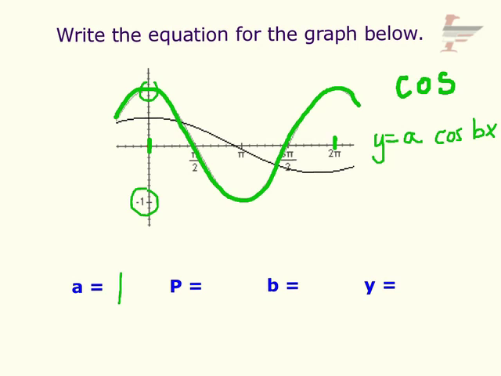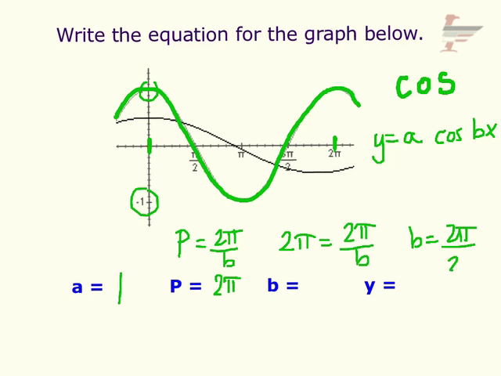My period, I can also see, is pretty easy. From start to end, it goes through 2 pi. So my period is 2 pi. And remind yourself that period is 2 pi divided by b. So if I know my period is 2 pi, I'm going to replace p with 2 pi and solve for b. So b is 2 pi divided by 2 pi, which is obviously 1. So b is 1, and I can write my equation.